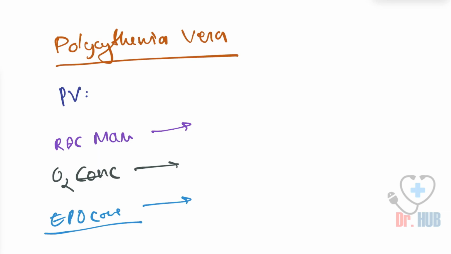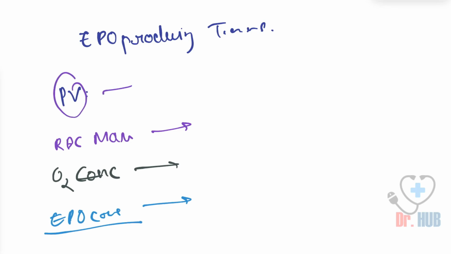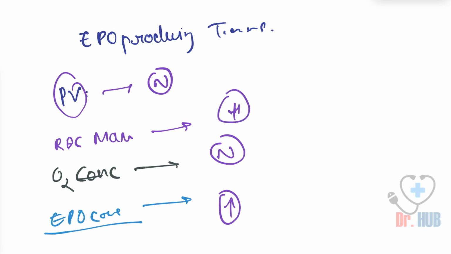Next, we will look at the EPO producing tumors. Under EPO producing tumors, how is the PV? The PV remains normal, and the oxygen saturation also remains normal. The RBC mass is increased and the EPO concentration is also increased. So there are two things increasing, the RBC mass and the EPO concentration.